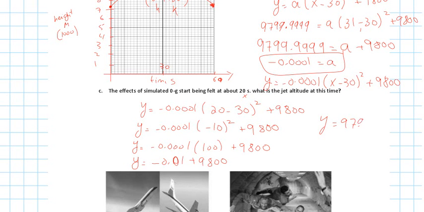Should have picked different numbers. Yeah. So because again, this is a word problem, you're going to say therefore the altitude at 20 seconds is 9,799.99 meters. So you just take out the negative 1 dots. Yep.